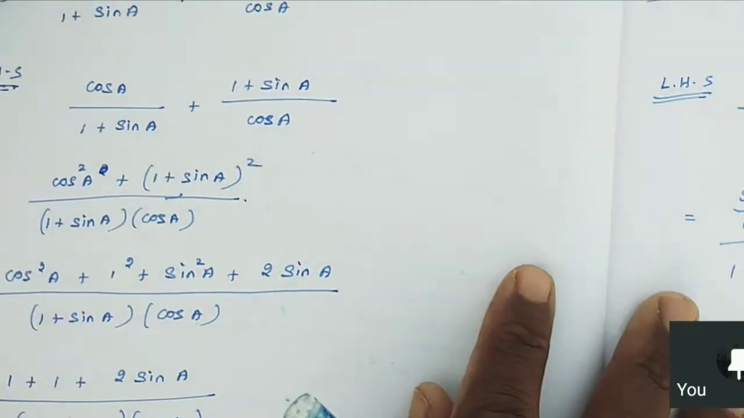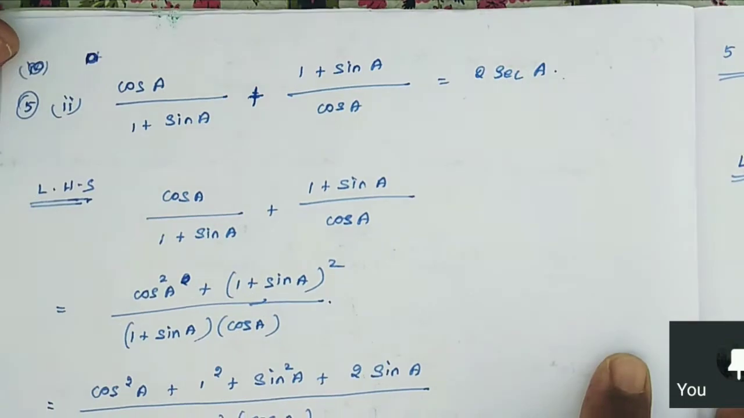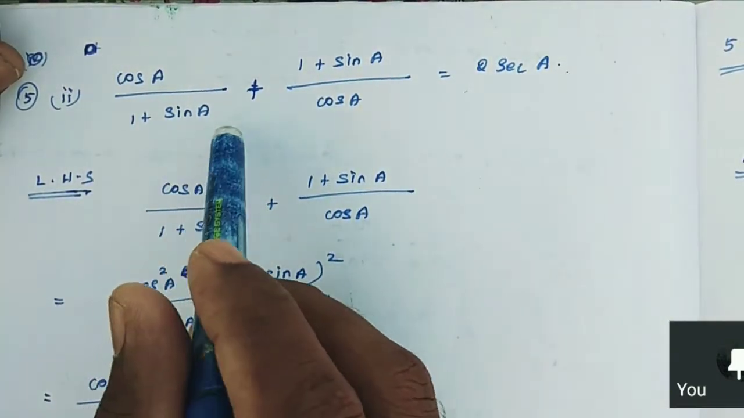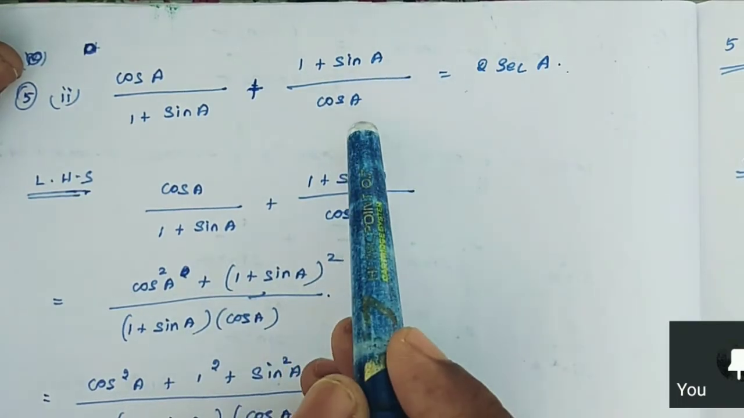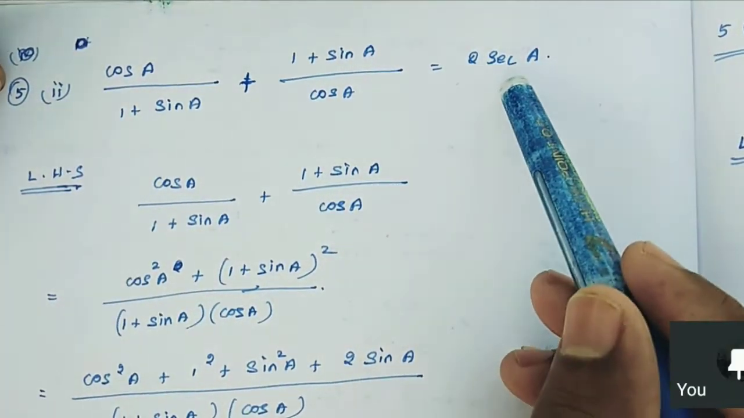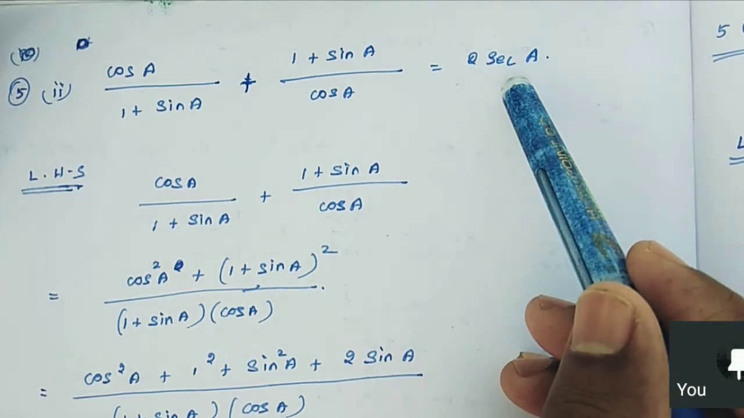First one, actually here: cos A divided by 1 plus sin A, plus 1 plus sin A divided by cos A, equals 2 times secant A. Are you clear?